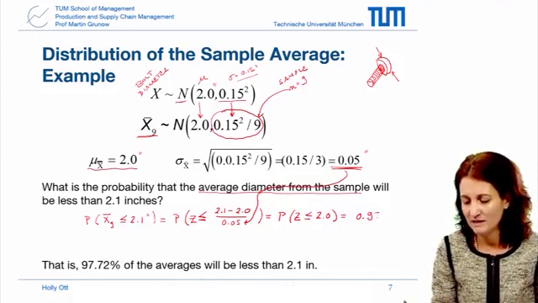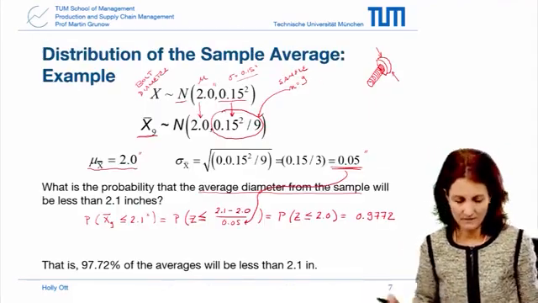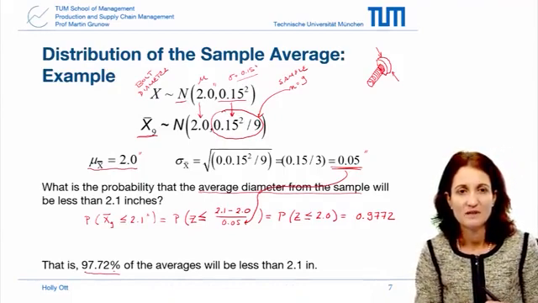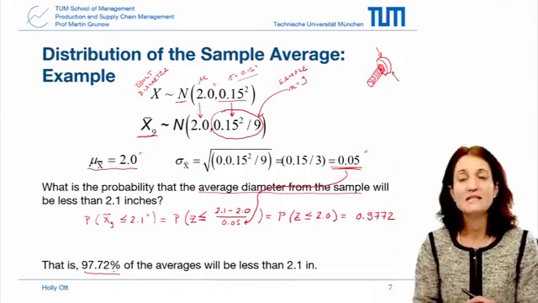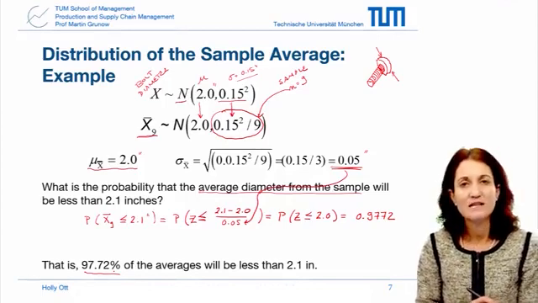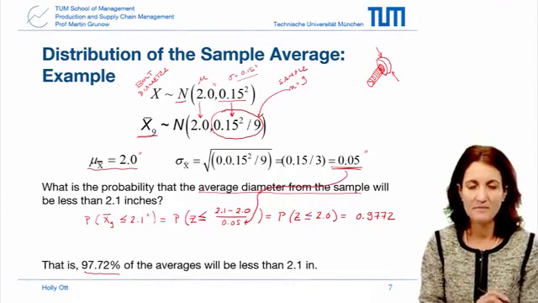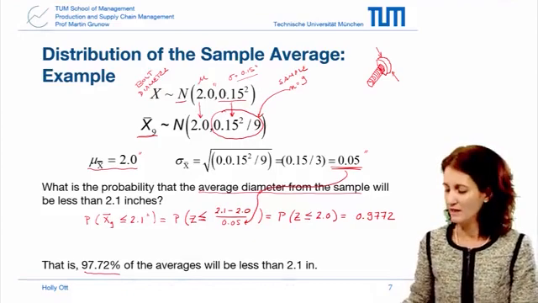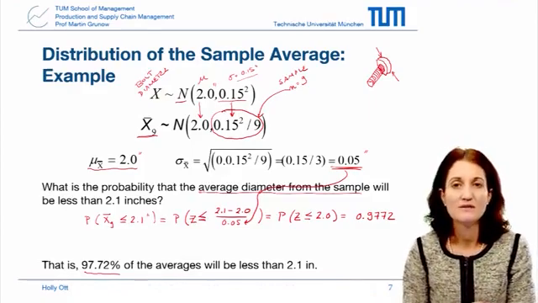The probability is 97.72% that the averages will be less than 2.1 inches. So it's the same exercise that we did before. It's just in this case we have to be aware that we're dealing with sample averages. And as we come to the central limit theorem, it's very, very useful for us when we are actually working with real parameters. This is the importance of the central limit theorem.